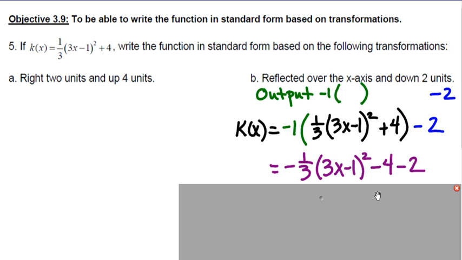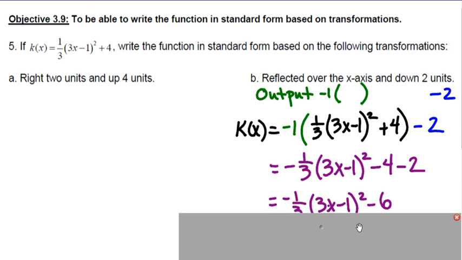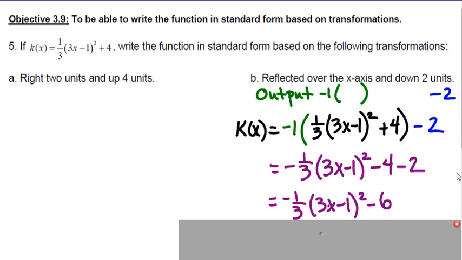So we're getting closer to putting it into our standard form. We can see we have some like terms here we can combine, the -4 and the -2, that gives us a -6. The next part we have to take care of is we have a quantity squared. That means we have 3x minus 1 times 3x minus 1.